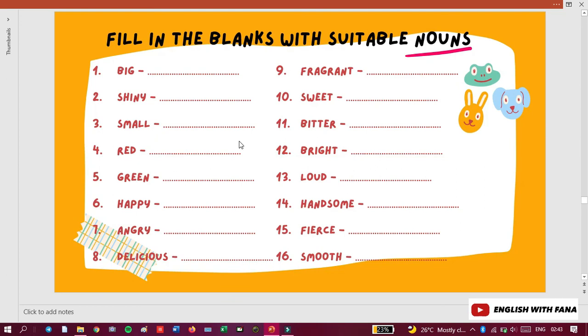So big. When you see big, what is popping on your mind? Big. Okay, for me, big is a house, for example. Shiny. Okay, when I see shiny, it reminds me of diamond. And fragrant, wangi. When I see fragrant, I remember my roses at home. Okay, so you have to fill all these blanks, right?